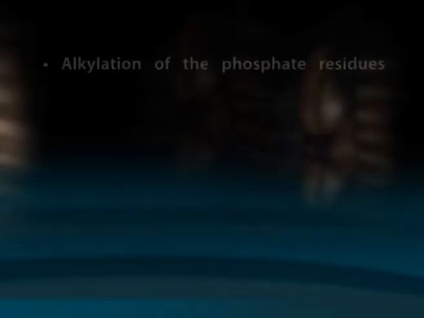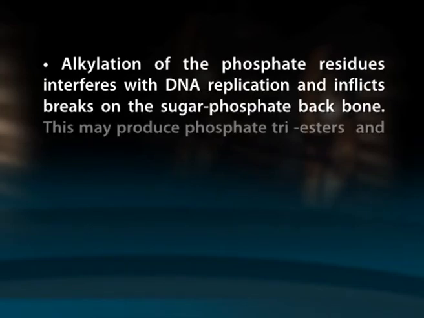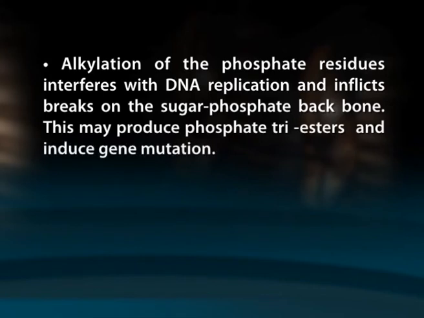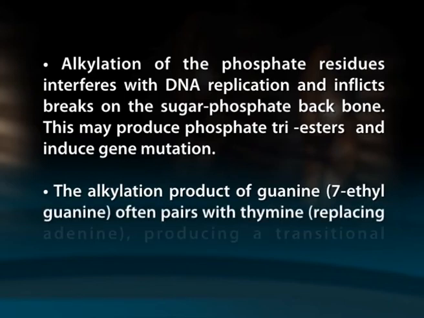Ethyl ethane sulfonate or EES, ethyl methane sulfonate or EMS, methyl methane sulfonate or MMS, dimethyl sulfonate or DMS, etc. are alkylating agents. Alkylation of the phosphate residues and bases produces substitution mutation, frame shift mutations and chromosomal aberrations in the following ways. Alkylation of the phosphate residues interferes with DNA replication and inflicts breaks on the sugar phosphate backbone. This may produce phosphate triesters and induce gene mutation.